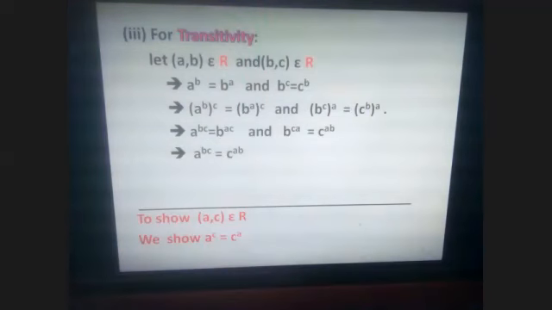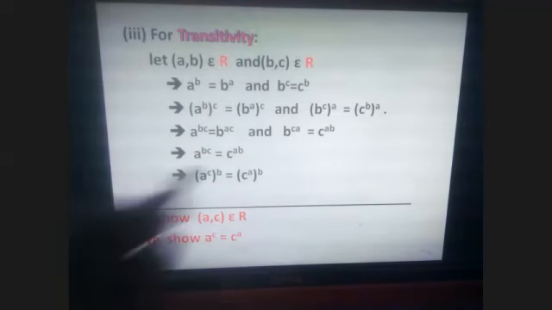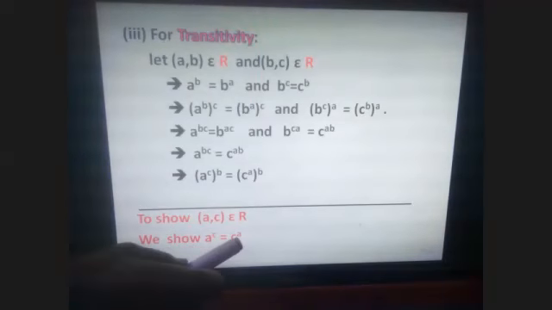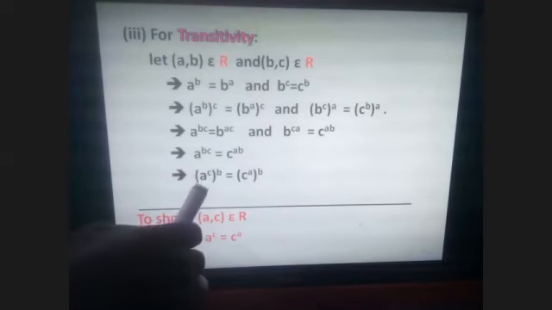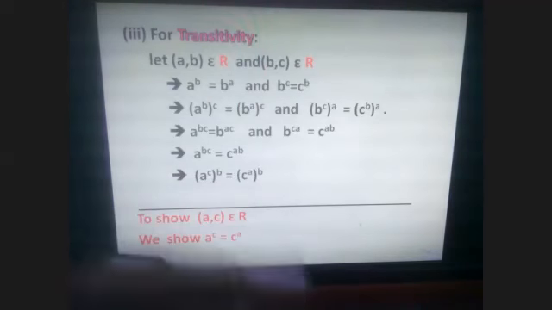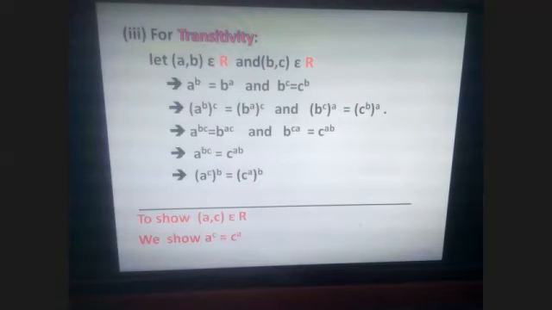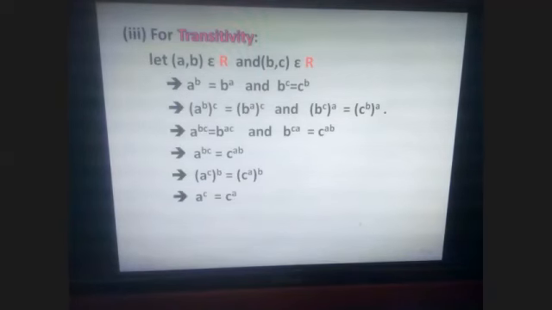This is as good as (A^C)^B equal to (C^A)^B. What ultimately I want is A^C equal to C^A, that we are getting because raising the power by 1 by B. (A^C)^B equal to (C^A)^B. That implies A^C equal to C^A. And hence AC is a member of R, or R is transitive.